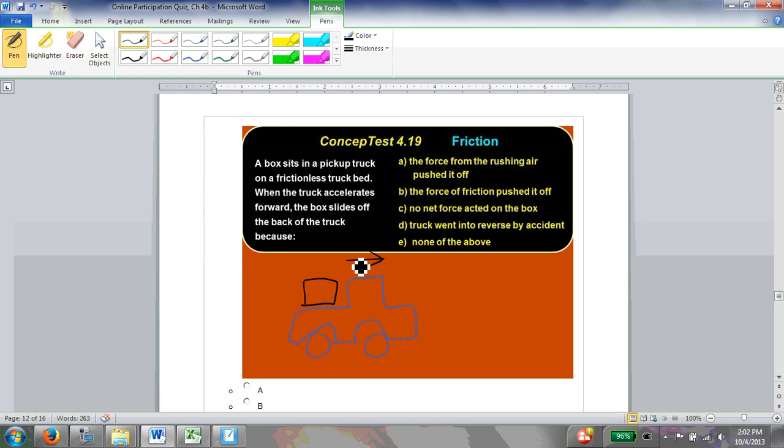Now, usually this doesn't happen because we have a force, the kinetic frictional force. So in this case, the reason it didn't move is because no net force acted on the box. If no net force acts on the box, it's not going to accelerate. It's just going to stay where it is.